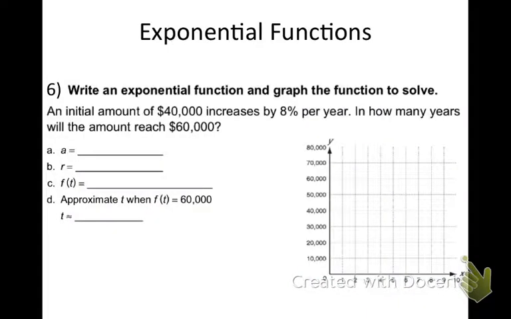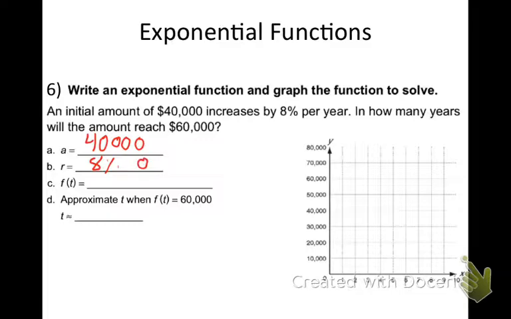Okay, let's try number 6 here. Let's first set it up. It says, write an exponential function and graph the function to solve. An initial amount of 40,000 increases by 8% per year. In how many years will the amount reach 60,000? So what is my initial starting amount here, Jack? 40,000. What is my rate here, Jack? 8%.